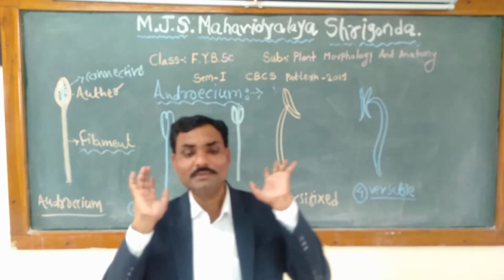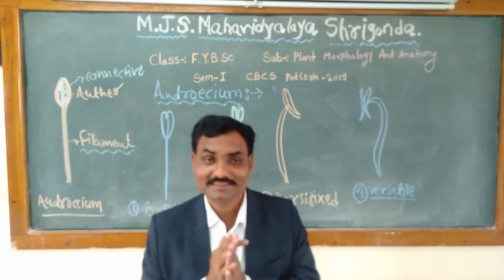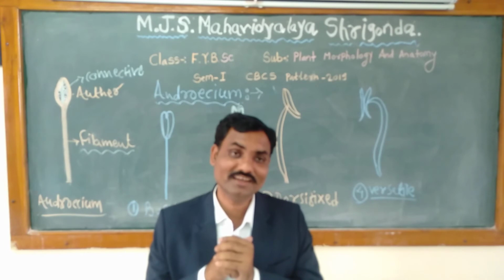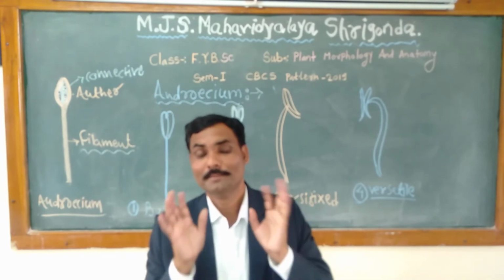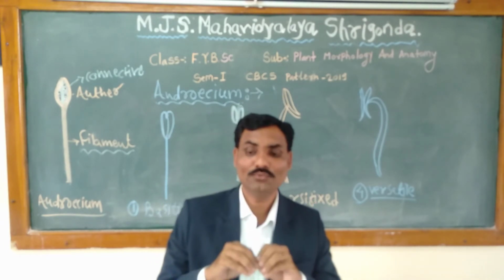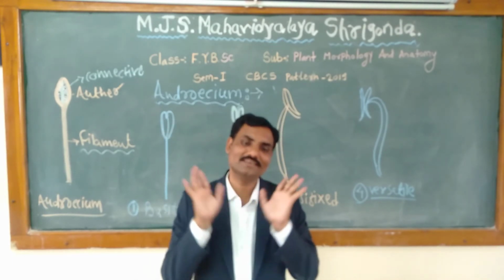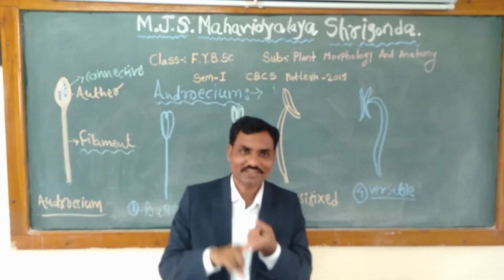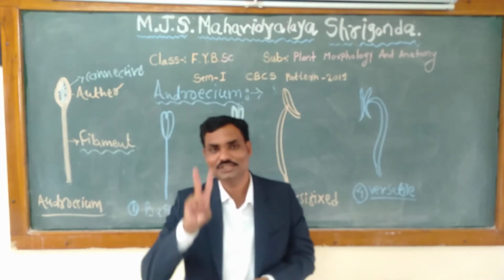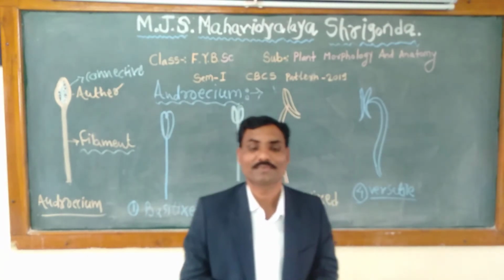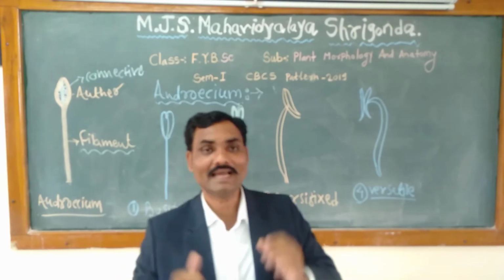Then the union of similar parts is called cohesion. सारख्या पार्टचं युनियन असेल तर त्याला आपण कोहेजन म्हणतो. पण जेव्हा युनियन ऑफ वन होल विथ अनदर, then that is known as adhesion. Means adhesion and cohesion, these two terminologies we are going to learn. Then cohesion of stamens मध्ये काय काय होतं पाहू आपण.